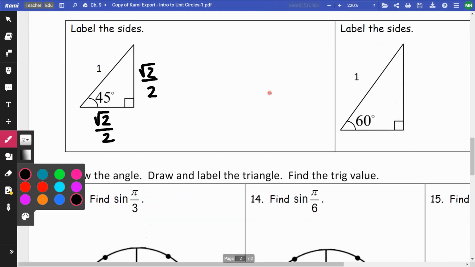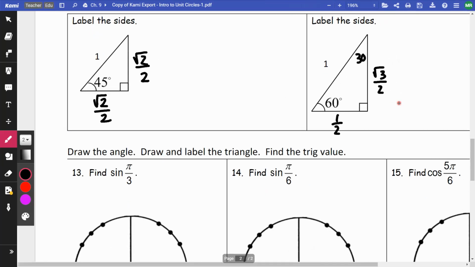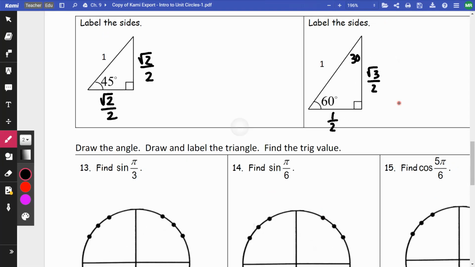This one is my 30-60-90. So if this is a one, which is my hypotenuse, then across from my 30 is going to be half of that, which is a half. And across from my 60 is going to be that times root three over two. These are all those values on our unit circle that we saw. Again, we worked these out the other day in our notes. I'm just writing them down.